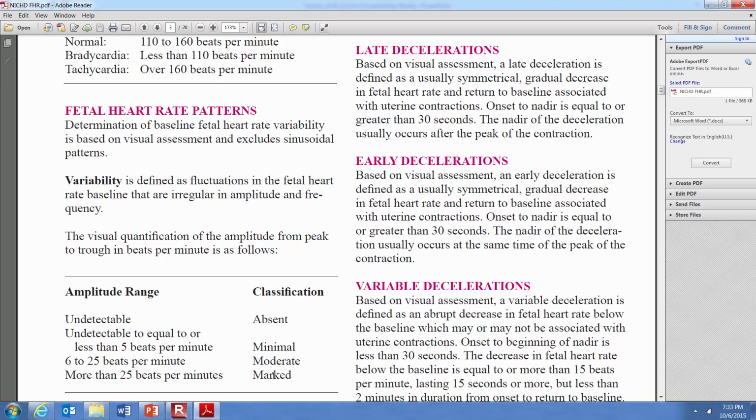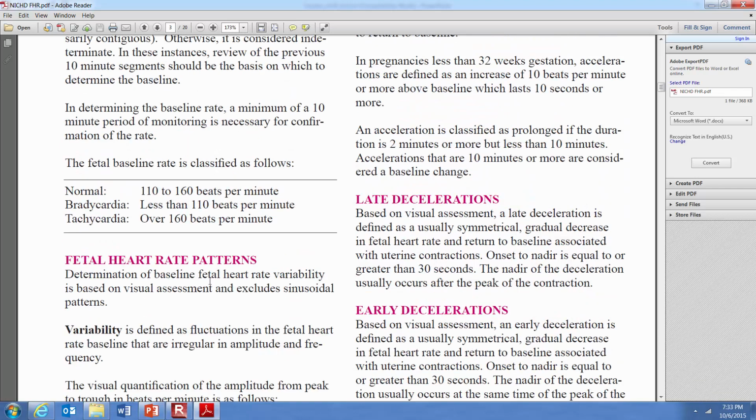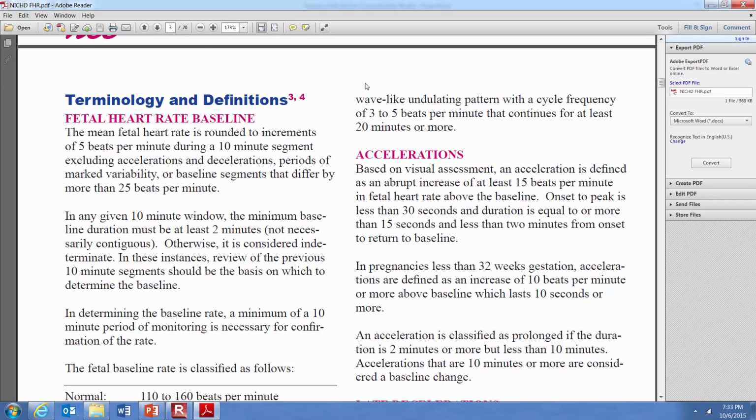All right? So we've determined our baby's baseline heart rate. We've determined our baby's oxygenation status by defining or labeling our variability. Now we're going to go up here and we're going to ask ourselves, is our baby having accelerations in the heart rate?